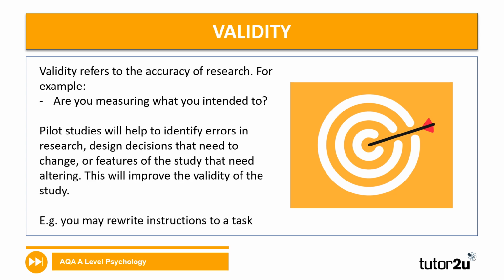Okay, so validity is about the accuracy of research. So we often use this phrase, am I measuring what I intend to measure? Now, what a pilot study enables me to do is look for errors in my research and the way that I've designed and carried out my research. That will improve the validity of the study. So an example might be that I set up a memory task, I read out a series of instructions to participants and they didn't really understand, which will affect their performance. So I'm going to rewrite the instructions to a task.